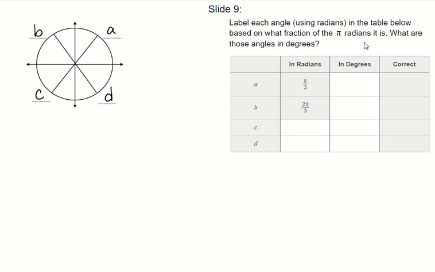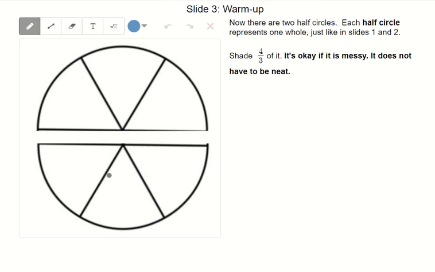And so now this is just continuing the same way we did on the warm-up, slide 3. Now we're still considering the top half of the circle to be the whole. And so anything beyond that is going to be more than a whole, like this was 4/3. But we're doing it with radians now.